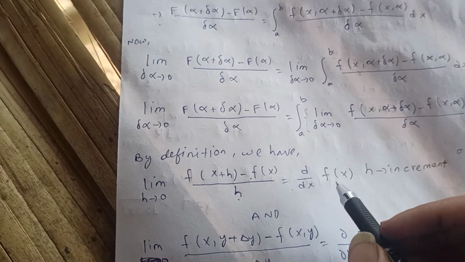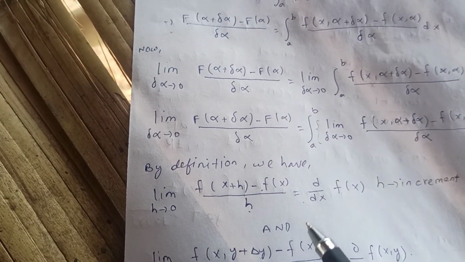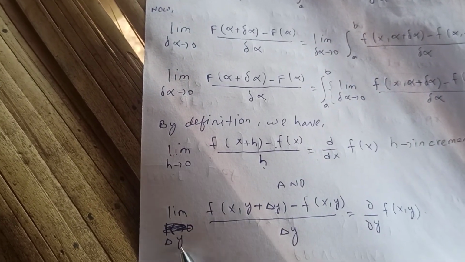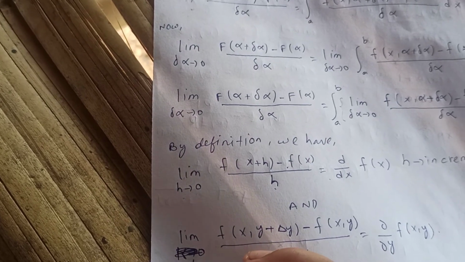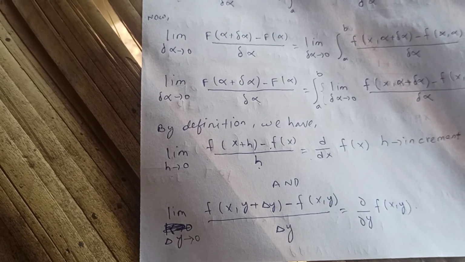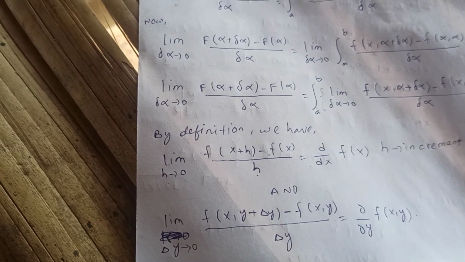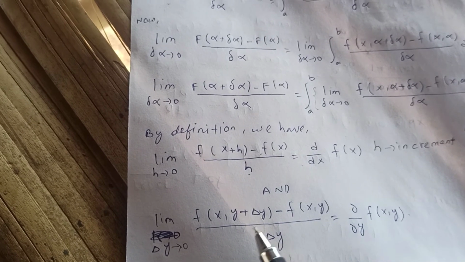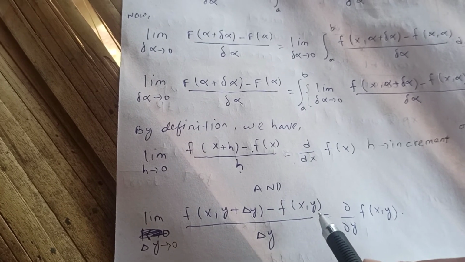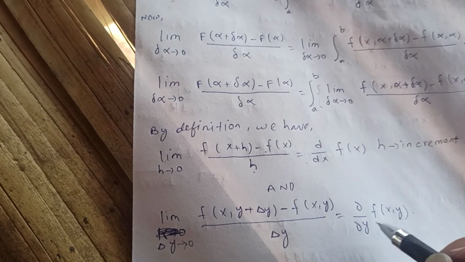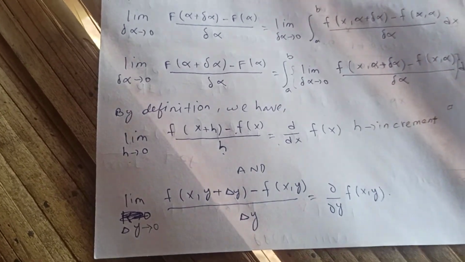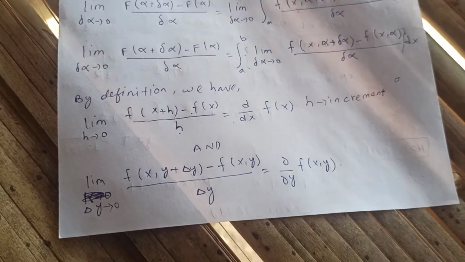And again, by the definition of the partial derivative that we have already done, we know that the limit as delta y tends to 0, where delta y is also the increment, a small increase, of f of x comma y plus delta y minus f of x comma y upon delta y is equal to the partial derivative del by del y of f of x comma y. So these two are the definitions of the ordinary derivative and the partial derivative.